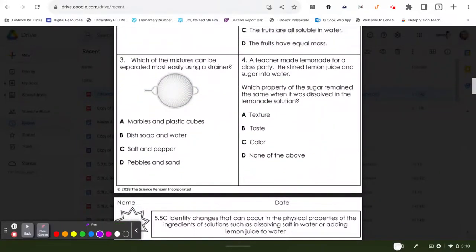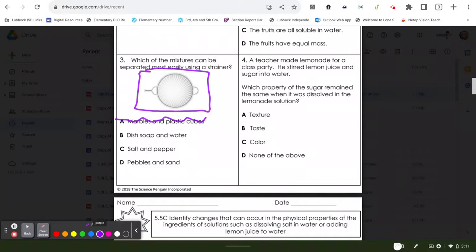Number 3. Which of the mixtures can be separated most easily by using a strainer? So here's a picture of a strainer. Okay, so think about which one we could separate the easiest using this tool. Marbles and plastic cubes. If we poured those in here, would they separate the mixture for us? No, literally all of the marbles and plastic cubes would stay inside that strainer.